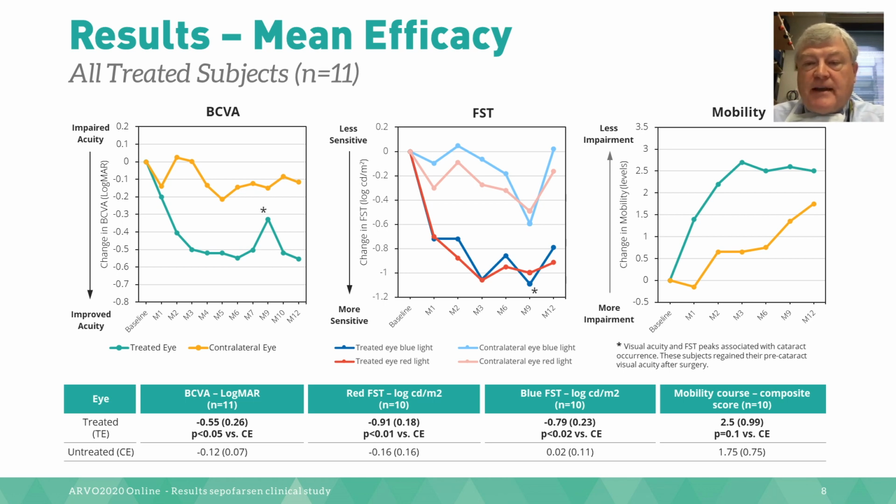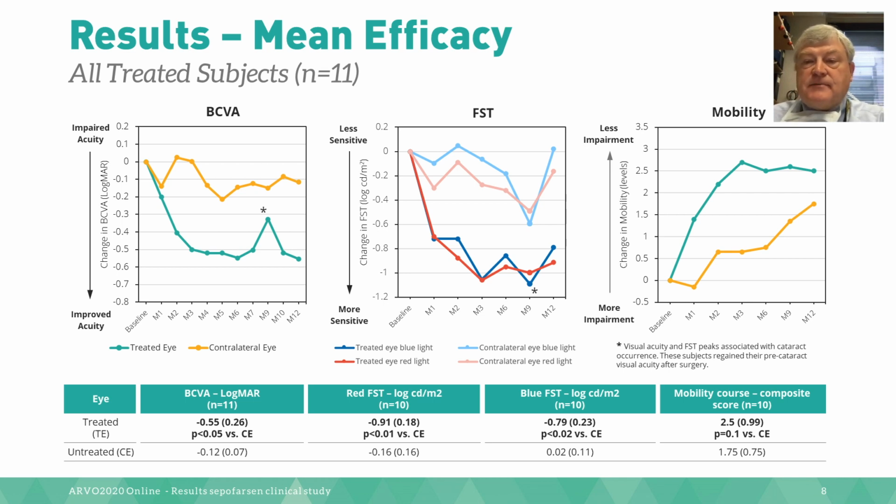For both of these graphs, downward represents improvement. For change in mobility shown on right, green represents treated eyes and yellow the uninjected eyes, and upward represents improvement. The mean visual acuity in treated eyes improved by 0.55 logMAR, or between 5 and 6 lines of improvement in treated eyes versus 0.12 logMAR in untreated eyes.